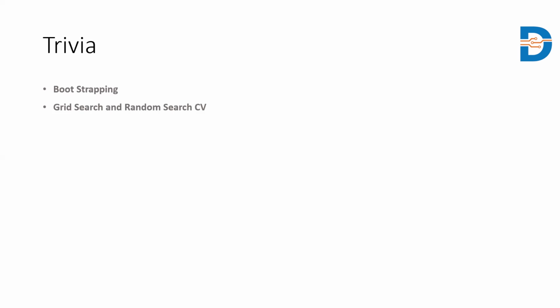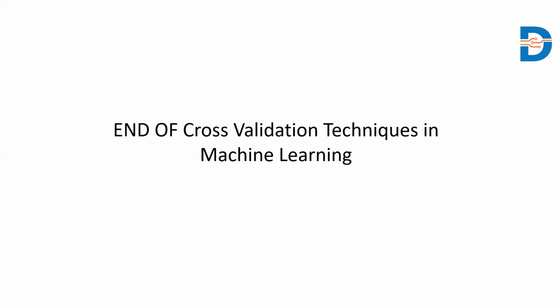However, if you consider cross-validation's basic purpose, the techniques that we have discussed so far are the different techniques that will help us validate our model and generalize it to be able to confront unseen data. So we have discussed cross-validation techniques in machine learning. This is the end of the topic, and we will meet again in our next topic.